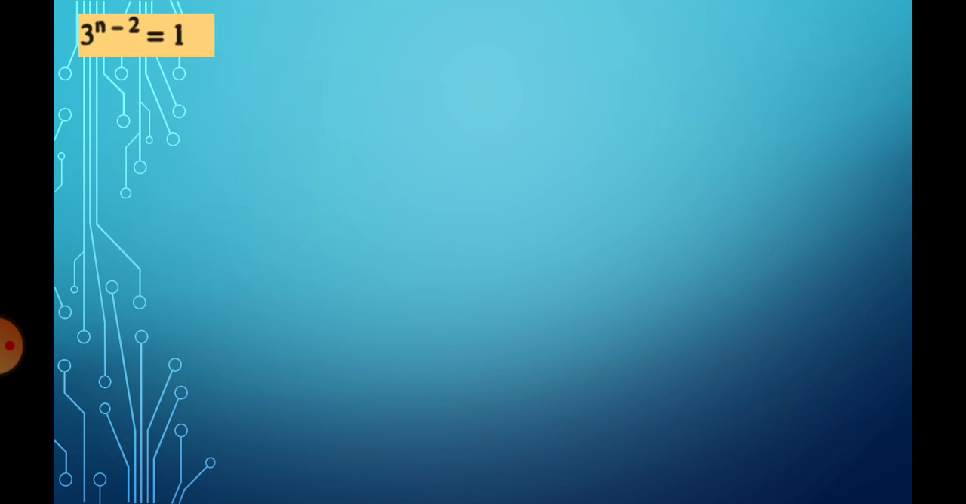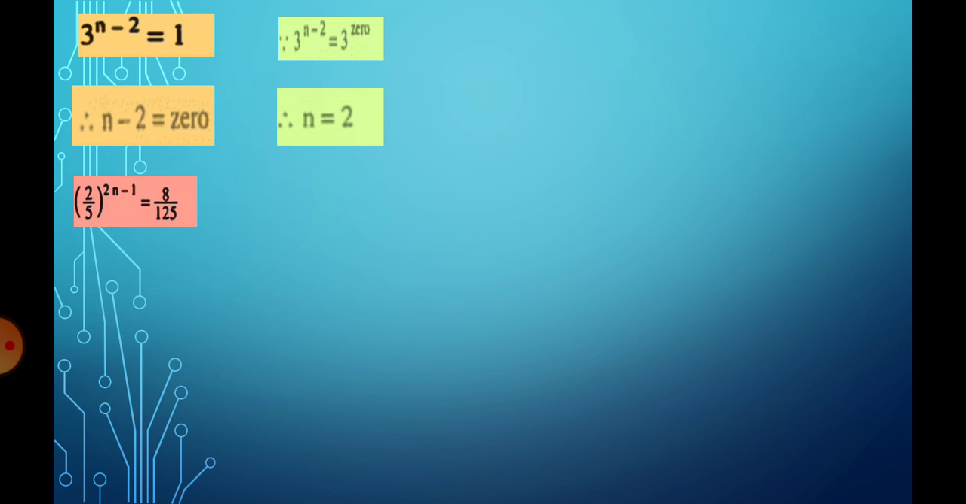If 3 to the power n minus 2 equals 1, it means 3 to the power 0. Then 3 to the power n minus 2 equals 3 to the power 0. Then n minus 2 equals 0. N equals 2.